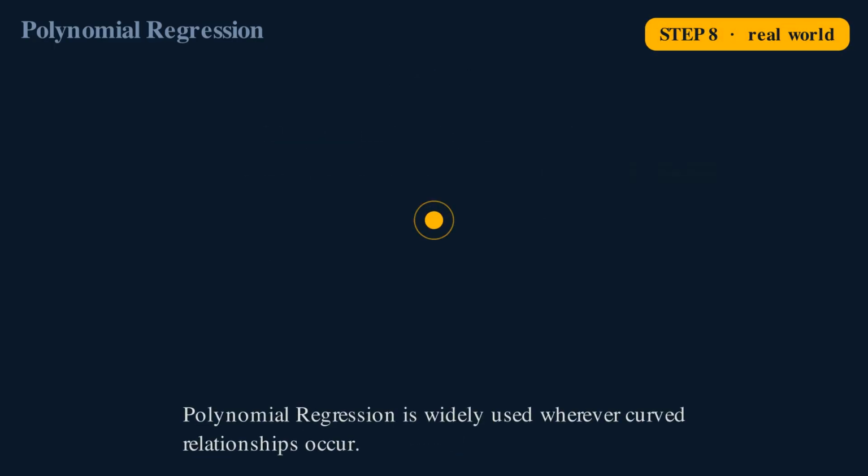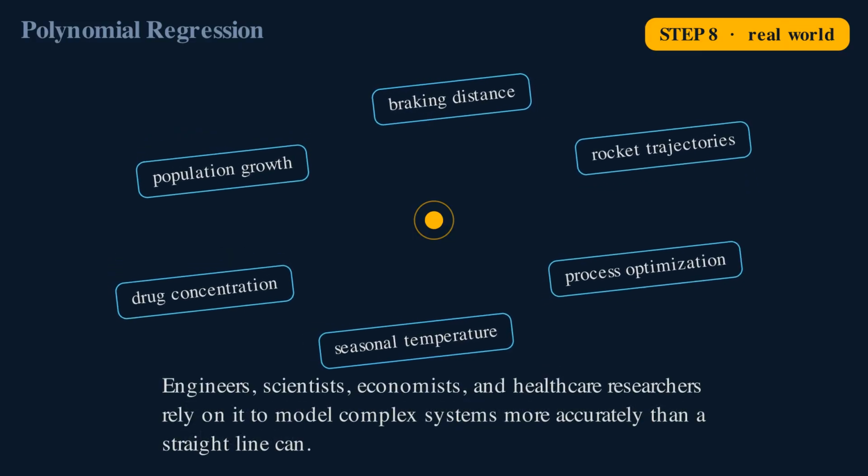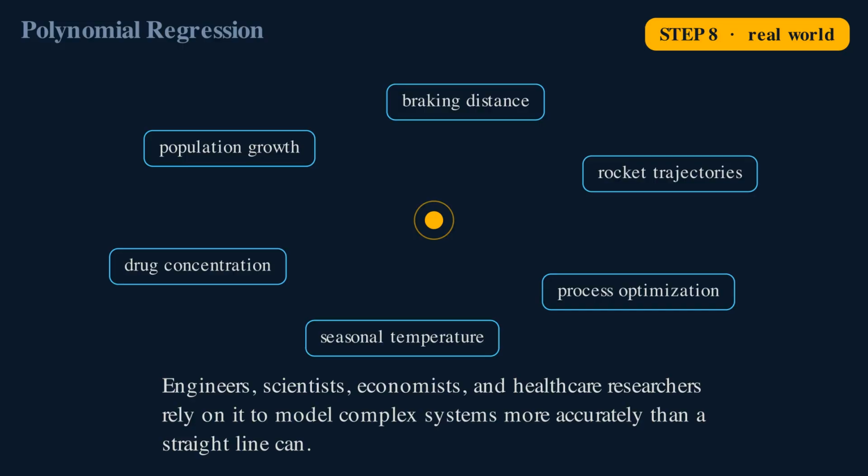Polynomial regression is widely used wherever curved relationships occur. Engineers, scientists, economists, and healthcare researchers rely on it to model complex systems more accurately than a straight line can.